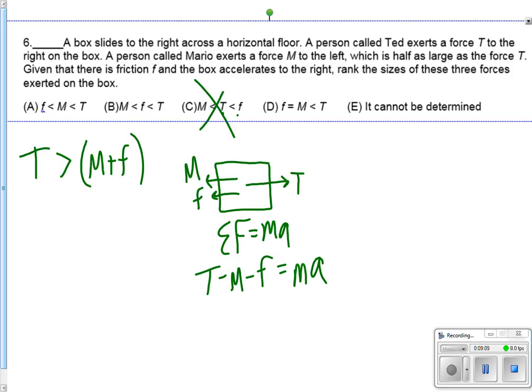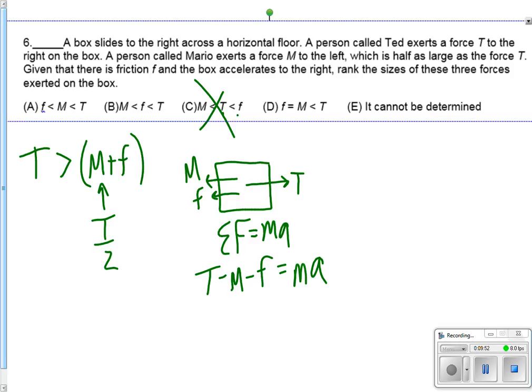But let's now read between the lines and look at the details. It says that M is half. So M is the same as T over 2, right? So if M is equal to T over 2 and F is greater than M, then that doesn't make sense. If F is greater than T over 2 and M is T over 2, then we'd have a net force to the left. So that can't be true. If F is equal to M and M is T over 2, then the total force to the left would be equal to T, and that says the forces are balanced. That couldn't be true.